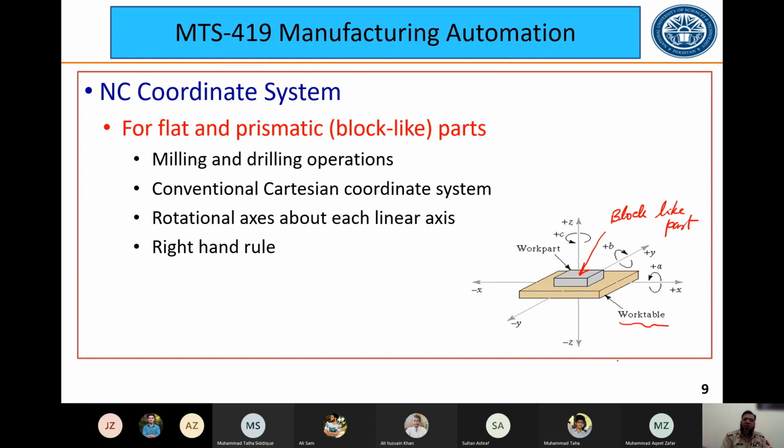So the work part is a block-like part, as given here. It is placed on a work table, and that work table can rotate and can move in 6 directions. This is being used for the milling and drilling operations, and these are the conventional coordinate systems. So there is a rotational axis about each linear axis, and the rotation is according to the right-hand rule. We are familiar with all this, so we do not go into the details.